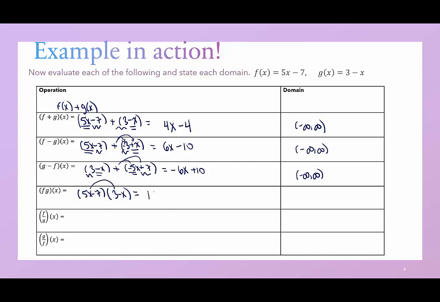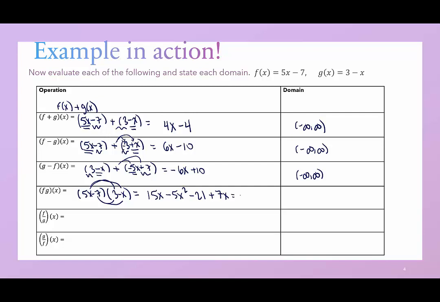5x times 3 is 15x. 5x times negative x is minus 5x squared. Minus 7 times 3 is minus 21. These are in a very weird order. And minus 7 times minus x, negative times negative is positive 7x. I'm just going to rewrite these and combine like terms because this is really weird.